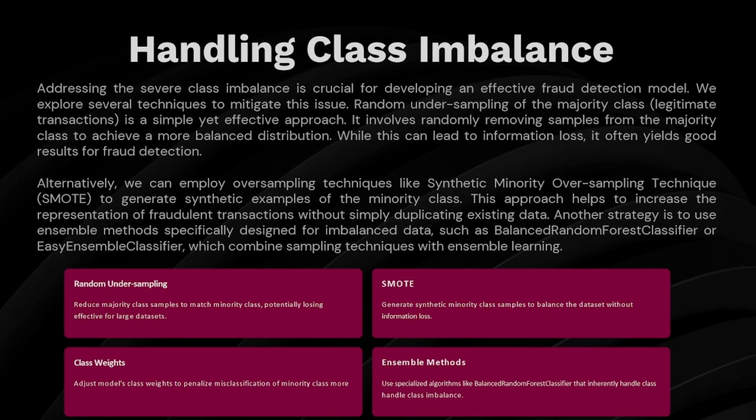Finally, handling the class imbalance. Addressing the extreme class imbalance is crucial in fraud detection. To achieve this, we can simply apply undersampling on legitimate transactions to balance the classes, or use the synthetic minority oversampling technique to create synthetic examples of fraud cases. Ensemble methods designed for imbalanced data, such as the balanced random forest classifier or easy ensemble classifier, further help improve the model's sensitivity to fraud cases. However, in this case study, we will use undersampling.